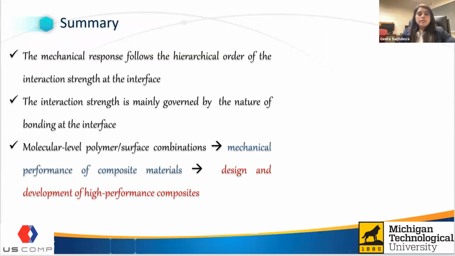In the summary, we have obtained that mechanical response follows the order of interaction strength for the monomer-graphene system. We found that interaction strength mainly depends on the nature of bonding at the surface, which is non-covalent in our case. And using DFT theory to find these results is helpful for experimentalists and manufacturers for the development of advanced composites.